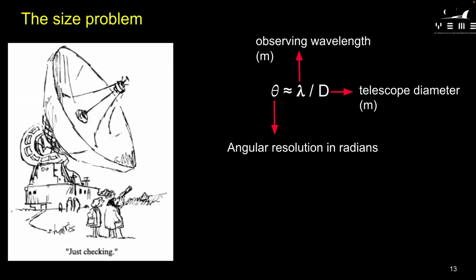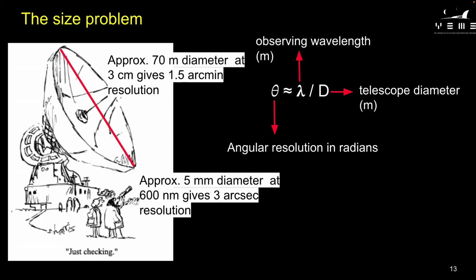So the angular resolution problem, most of us know, because with an optical telescope, we get like 3 arc-second resolution with 5 millimeter. But with a radio telescope, even with 70-meter diameter, we get only 1.5 arc-minute. So we need a really big radio telescope to get the resolution we want. If you want a single dish radio telescope, just for a benchmark, the human eye has 20 arc-second resolution. Yeah, 20 arc-second resolution is what we see with a normal eye.